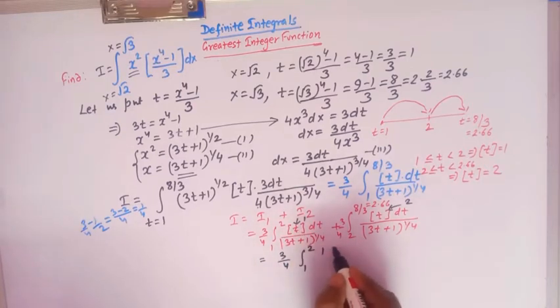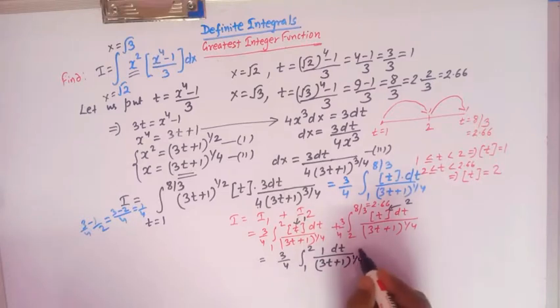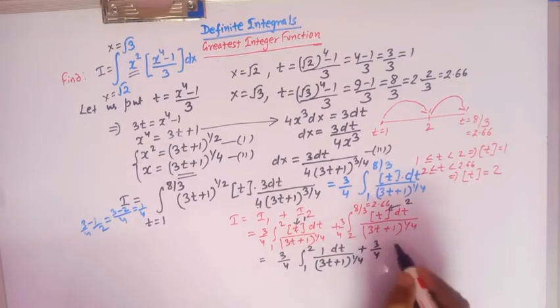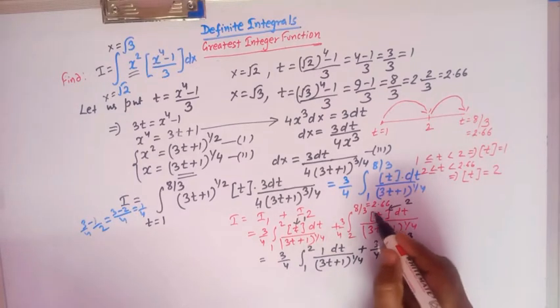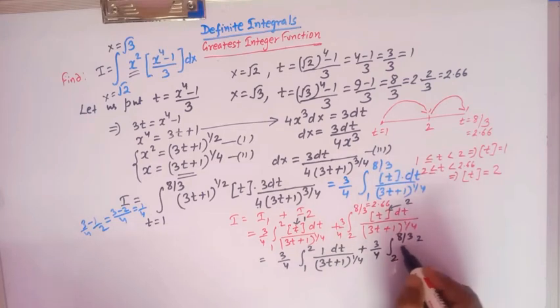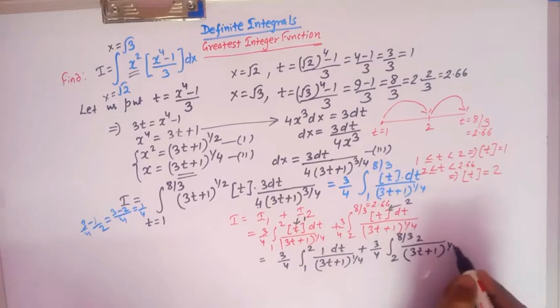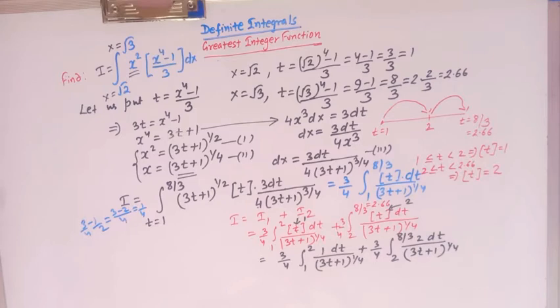Here we have 1 dt, and here we have (3t plus 1) raised to 1 over 4, and here we have 3 over 4, 2 to 8 over 3, and for greatest integer t we have 2, and here we have (3t plus 1) raised to 1 over 4, and here we have dt, right? So now we have these two integrals, and we can easily solve these two integrals.